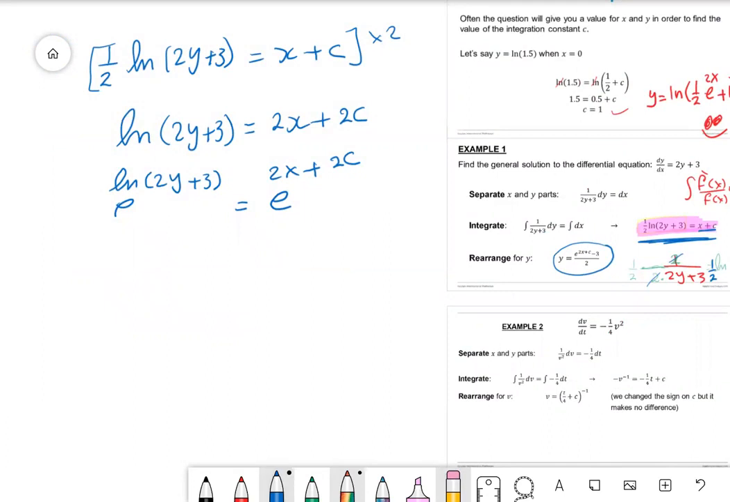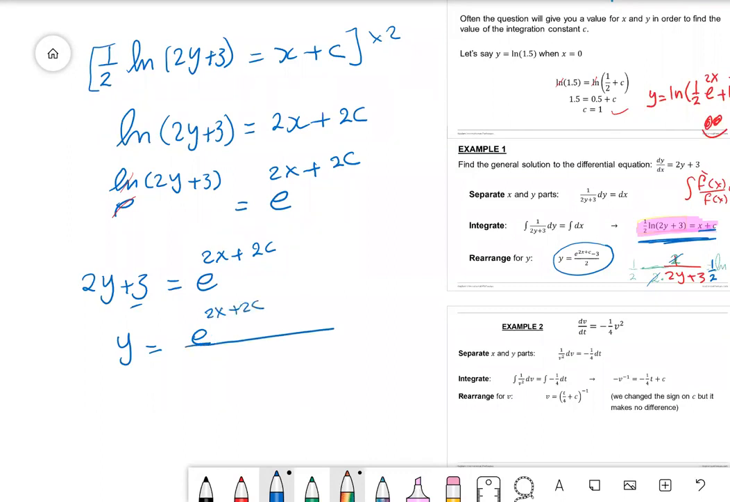Okay. So this then will cancel with the e, then we will get 2y plus 3 equals e to the power 2x plus c, or 2c or d or k, whatever. I'll leave it now for 2c. Okay, now y equals, I'll move the 3 to the other side, so it becomes minus 3. So it's going to be e to the power 2x plus 2c divided by 2 here, and this is minus 3. Okay?